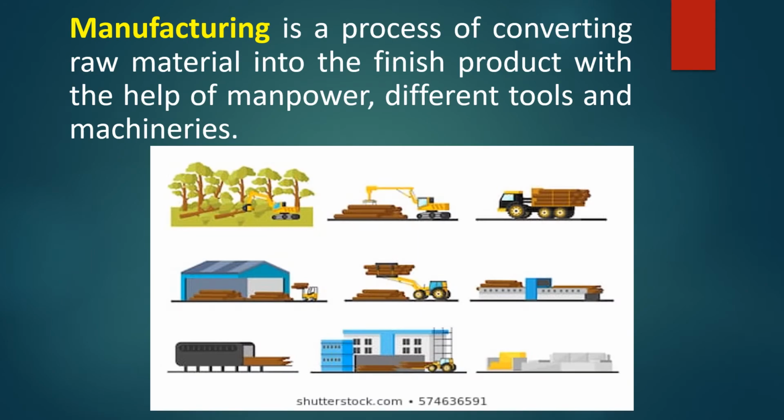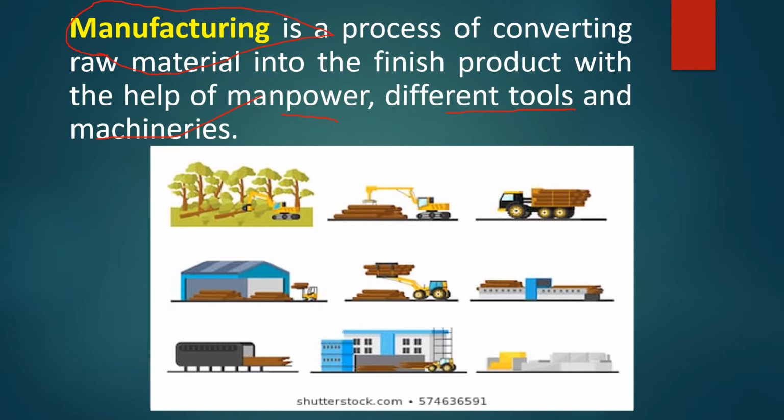Let's start with the first unit. Before going to the main topics, we need to understand the word manufacturing. Manufacturing is a process of converting raw material into the finished product with the help of manpower, different tools, and machineries.